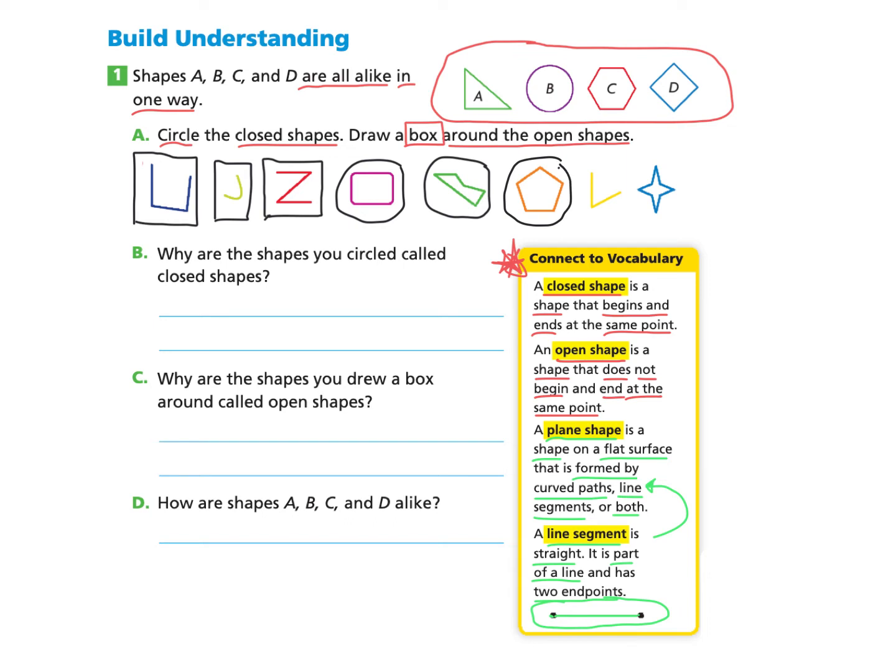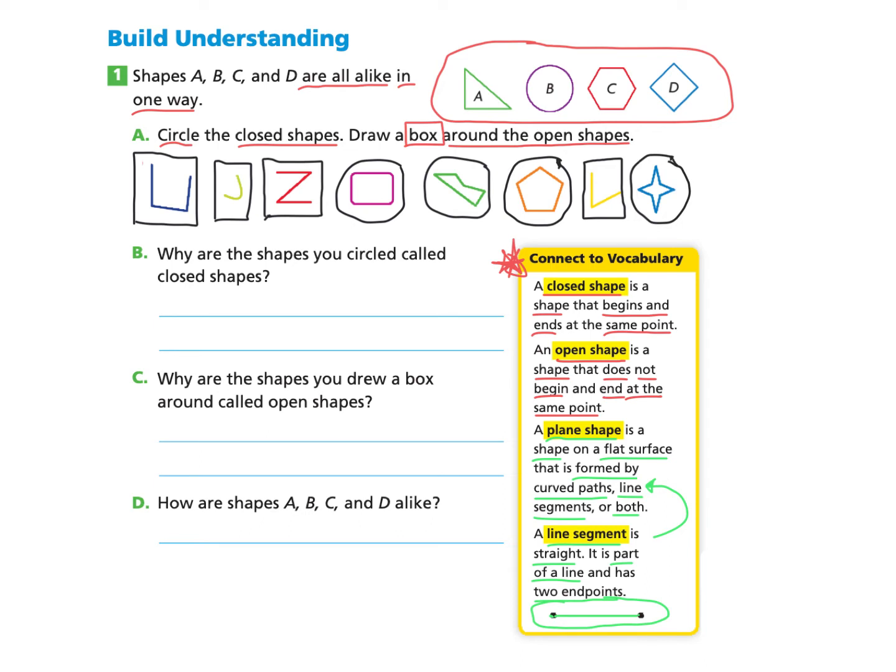And the next one looks like if we started at one point, we would not be able to end at the same point. So we're going to call that an open shape, and we're going to make this into a box. And the last one, if we started at one point and went all the way around the shape, we would end at the same place. So that is a closed shape, and we'll put a circle around that.